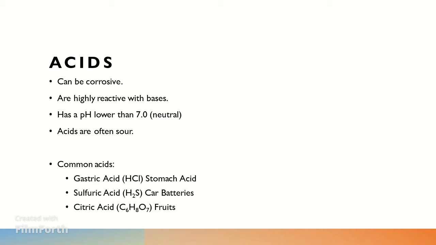Talking about acids more specifically, acids can be highly corrosive depending on the strength of the acid. They're very reactive with bases. They have a pH that's lower than 7. pH is just the scale in which we measure acidity. So if its pH is lower than 7, we consider that an acid. And if it's higher than 7, then that's a base.